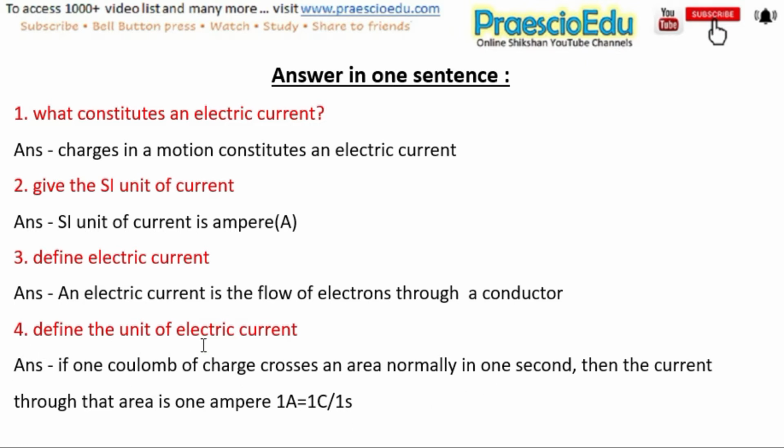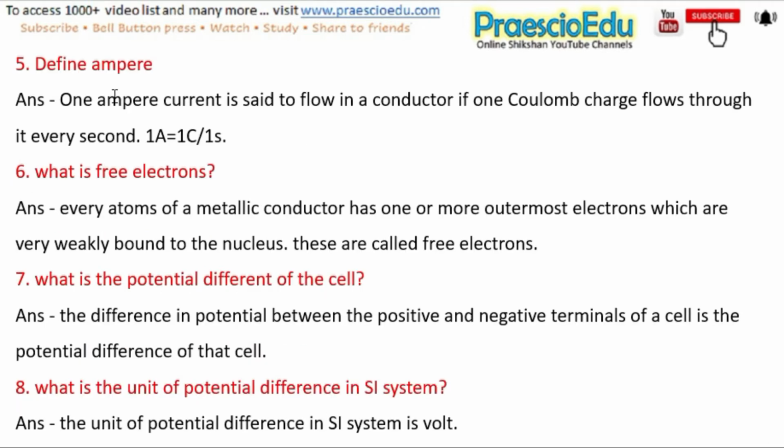Next one is define the unit of electric current, and the answer is if one coulomb of charge crosses an area normally in 1 second, then the current through that area is 1 ampere, means 1 ampere is equal to 1 C upon 1 S. Next one is define ampere. 1 ampere current is said to flow in a conductor if one coulomb charge flows through it every second, means 1 ampere is equal to 1 C upon 1 S.